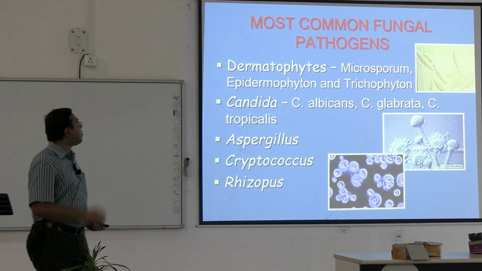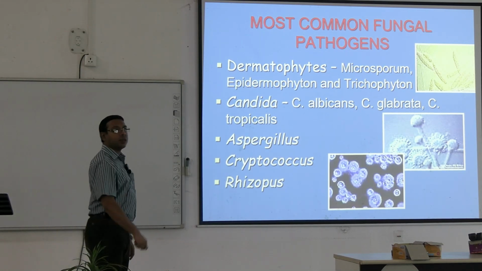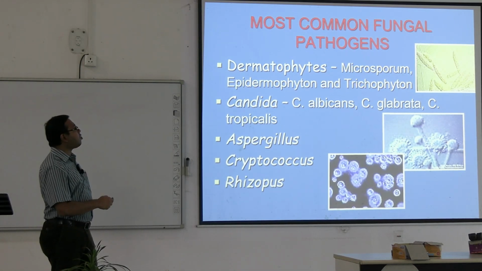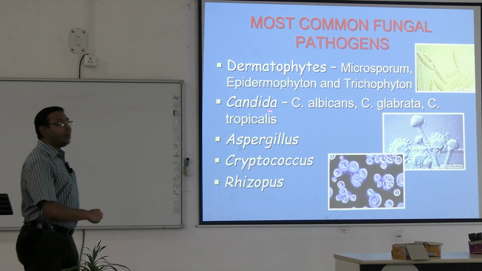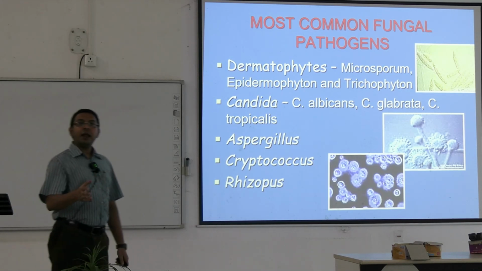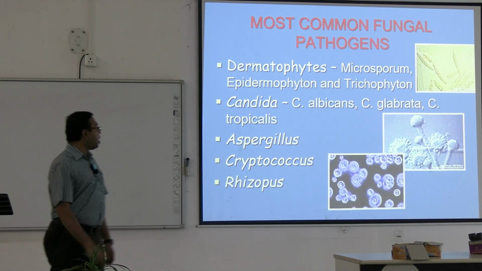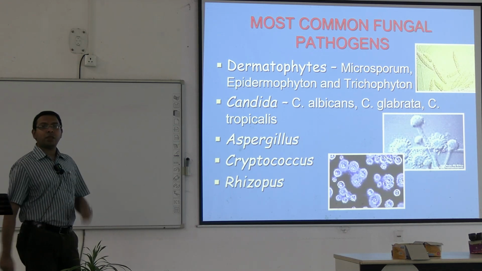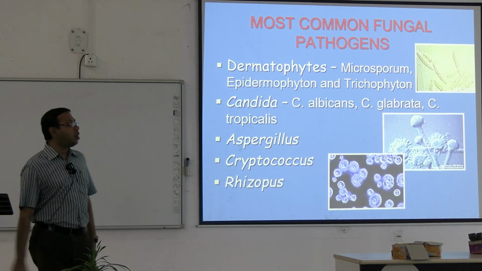So that's the problem. The most common fungal infections are by dermatophytes, like Microsporum, Epidermophyton, Trichophyton. These cause different types of tinea infections. Candida is quite common: Candida albicans, glabrata, tropicalis. Candida may cause superficial as well as deep infections. Aspergillus is quite common, also Cryptococcus, Rhizopus. These are the common infections. Apart from this, there are a variety of other fungal infections.